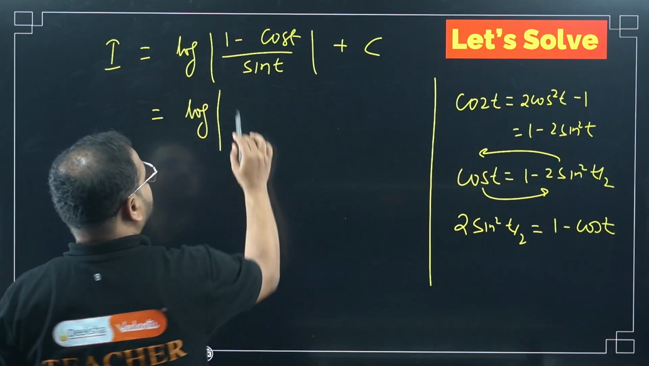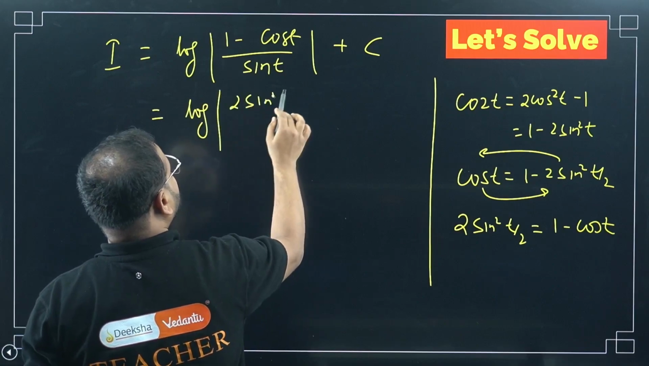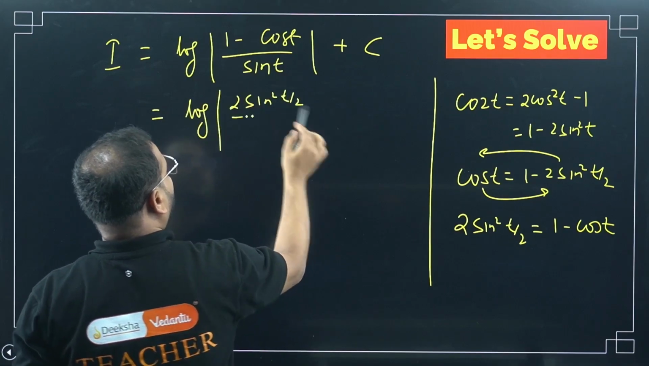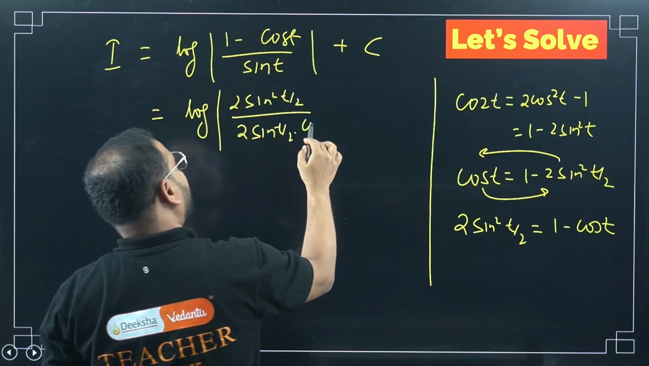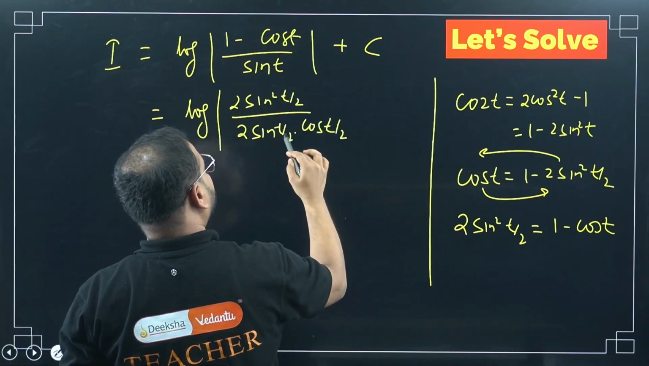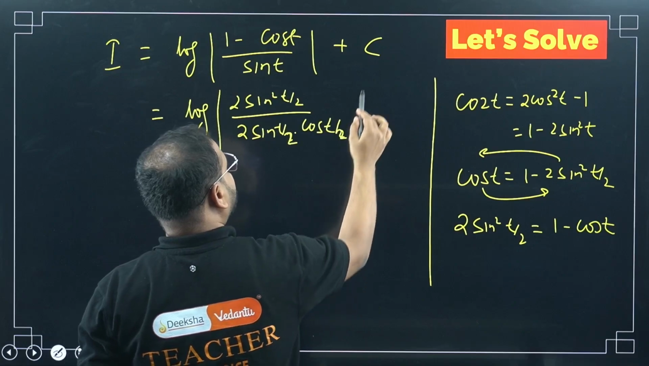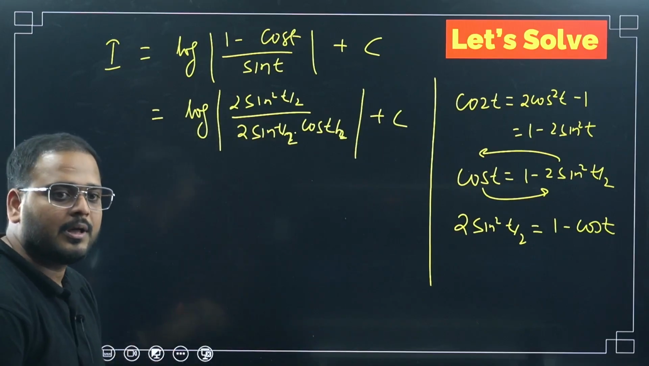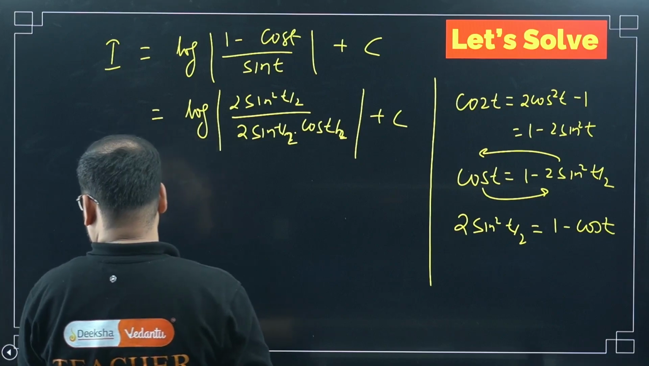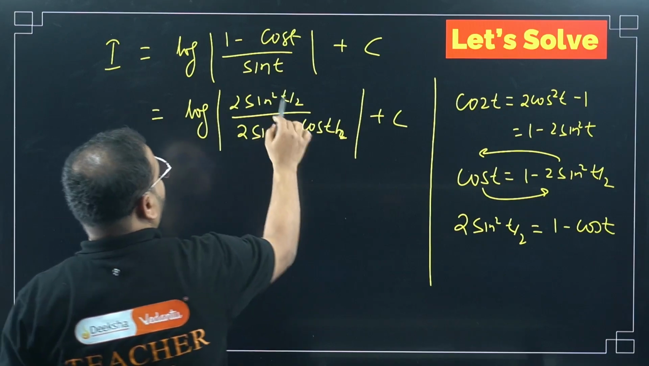Same thing is here. So write it here. 2 sin square t by 2 upon what? This will become simply 2 sin t by 2 and cos t by 2. Please check. Plus c. Yes or no? Yes. Okay. Is it visible? Everything is written properly or not?